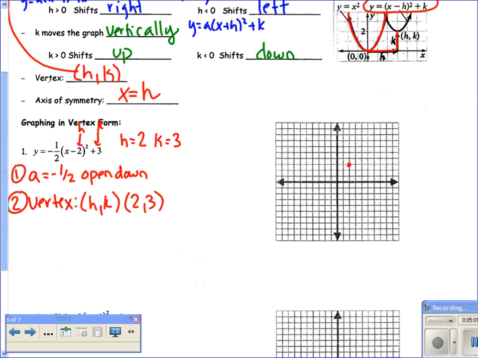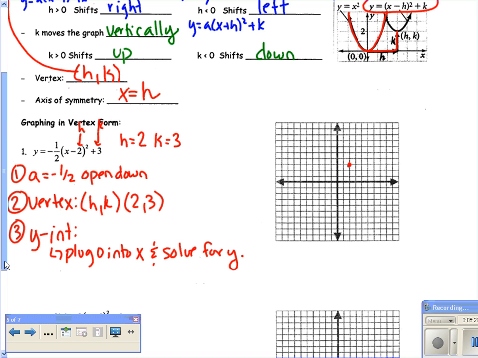Then the next thing I'm going to do is find the y-intercept, because that's always a nice place on your graph. So the y-intercept, remember, in order to find it, you plug 0 in for x and solve for y. So when I do that for this equation, let's do that off to the side.